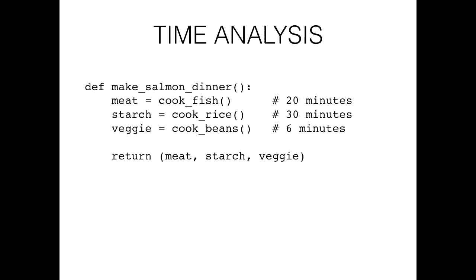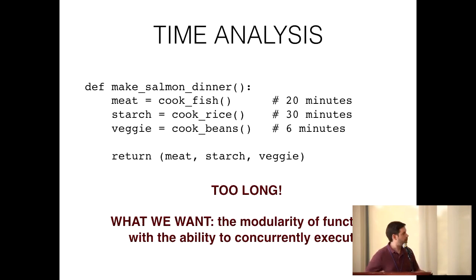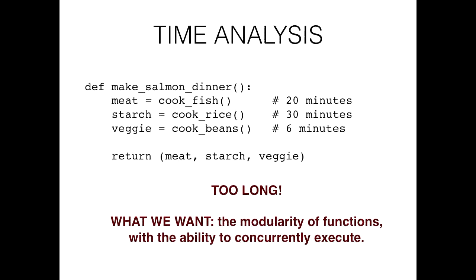Now, that said, let me look at the time analysis. If I have my kitchen robot doing this, this is not good. It's going to cook the fish, and it's just going to wait and do nothing else while the fish is cooking. It will literally just stare at the oven for 20 minutes and then return, and then I have my fish. Then it calls cook rice and returns back, and I get my starch. And so the overall is just too long. It takes almost an hour where I, a human being, can do it in 30 minutes.